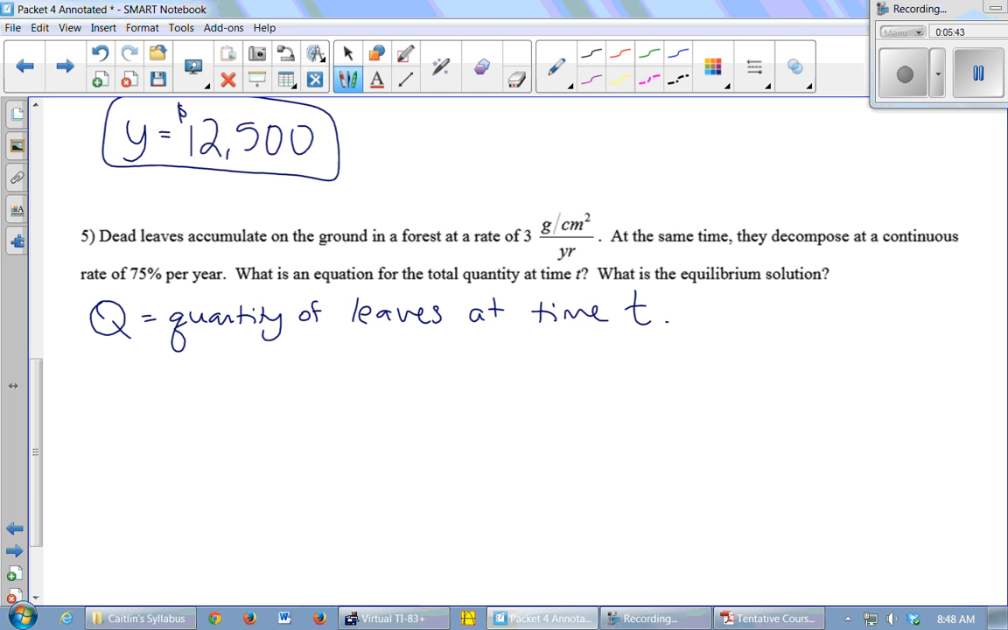Okay, so first we should define a variable to represent the total quantity at time t. All right, so they're telling me about the rate at which these leaves accumulate and decay. Right, so both of those things they gave me are rates, so I'm going to use dq/dt. So what's the rate at which they accumulate?